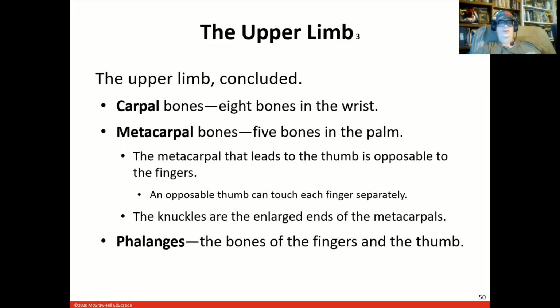All right. The wrist bones are the carpal bones. Not that you care, but that's what I actually looked at in my thesis.